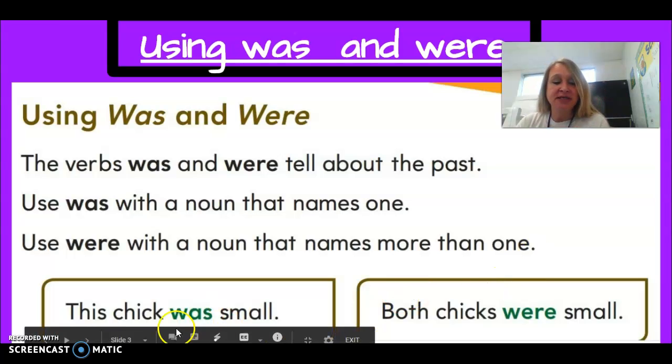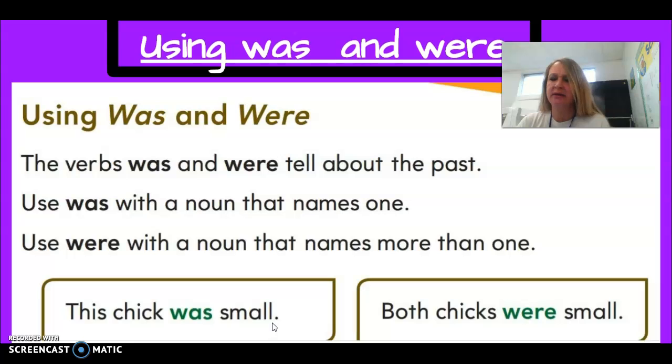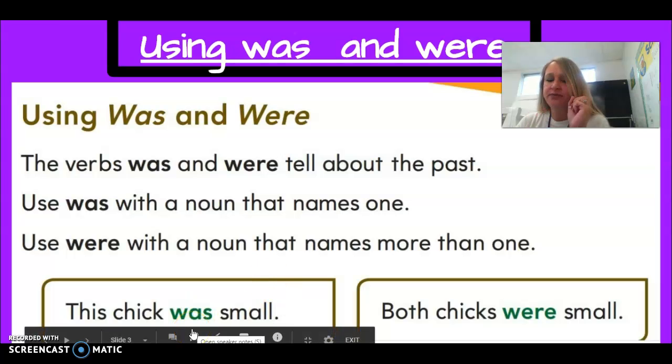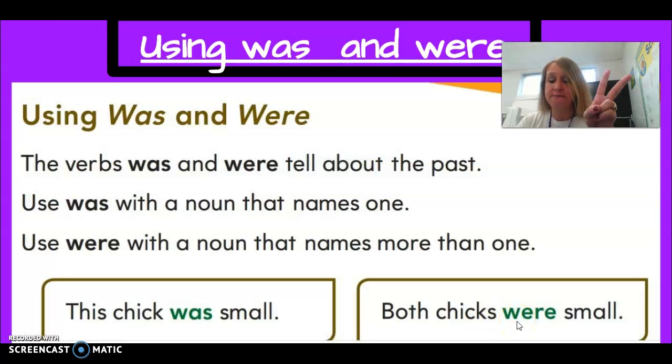Now, let's look at the first sentence. It says, this chick was small. Okay, so this chick, how many is that? That's just one, singular. So we use was. Both chicks, more than one, we use the verb were, the be verb were. Okay, that means it already happened. They aren't small anymore, and we're using the past tense form of the be verb.